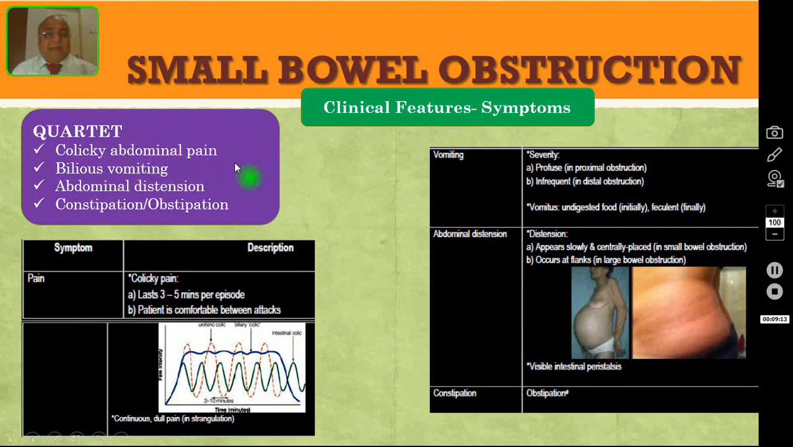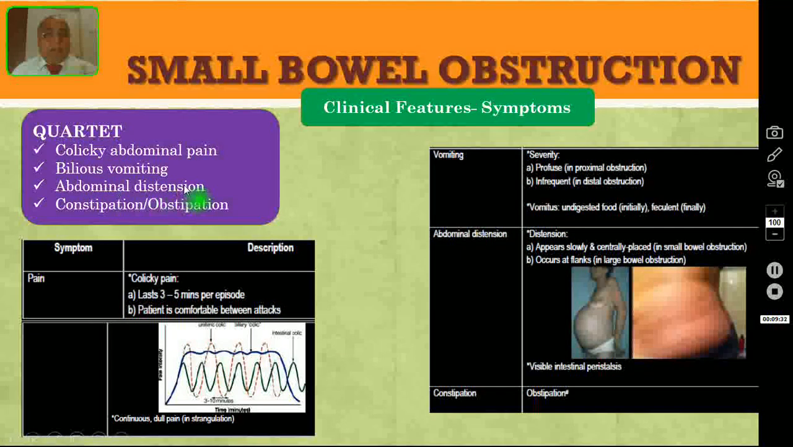So what are the characteristic features? Number 1, colicky abdominal pain. The pain is colicky in nature, that lasts 3 to 5 minutes per episode. The patient is comfortable in between the attacks. That is why it is called colicky. Number 2, the patient will start vomiting, and this is bilious in nature. The patient also will have abdominal distension because of accumulation of a lot of gas and fluid.